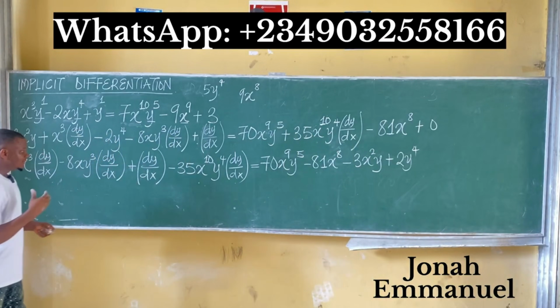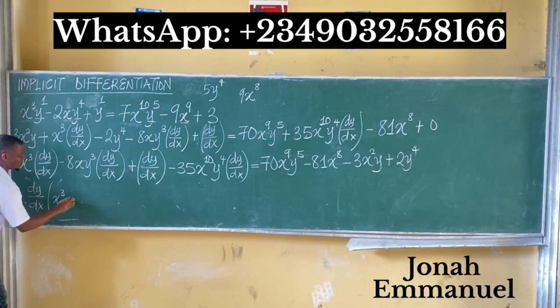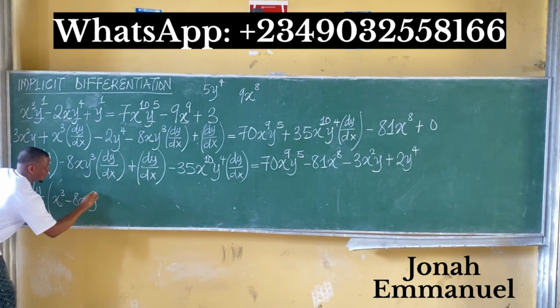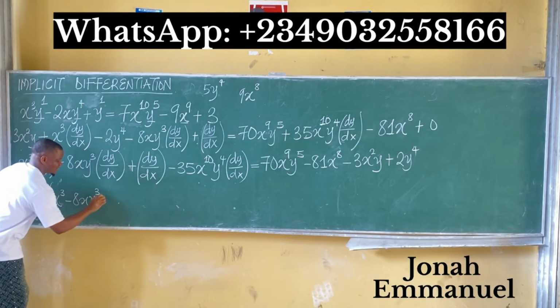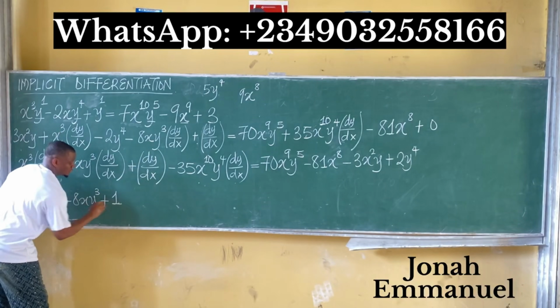Factorize dy dx. So let's bring out dy dx here. Remove dy dx here. What do you have here? x cubed. Minus, remove the dy dx here. What do you have there? y cubed. Plus, remove the dy dx here. What do you have here? I have 1. Good.